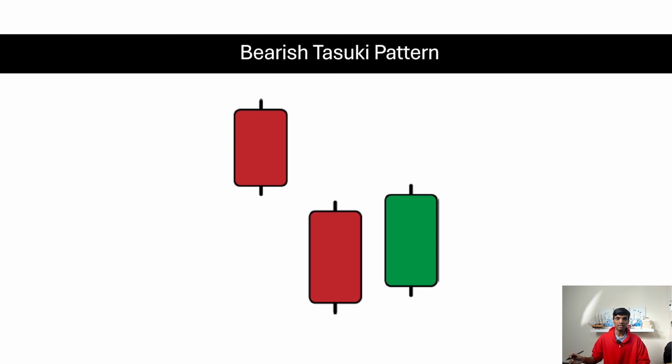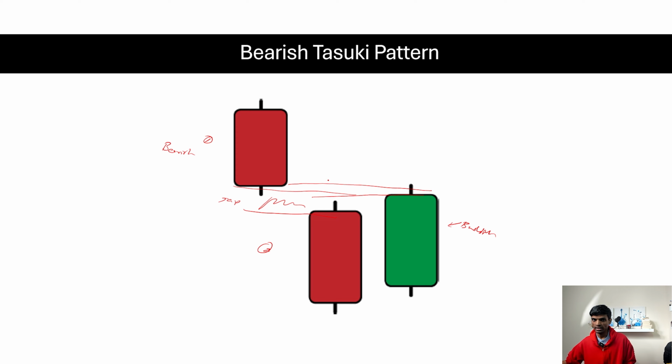Now let's go to the bearish Tasuki pattern. In the bearish Tasuki pattern, the flow is the same. First we have one bearish candle, and then a second candle which is formed with a gap between the first and the second candle. So this is a gap. Now the third candle is the bullish candle. This candle is formed just above the second bearish candle's close, but it will not cross the first bearish candle. So there is always a gap between the first candle and the third candle. So this is what the bearish Tasuki pattern is.